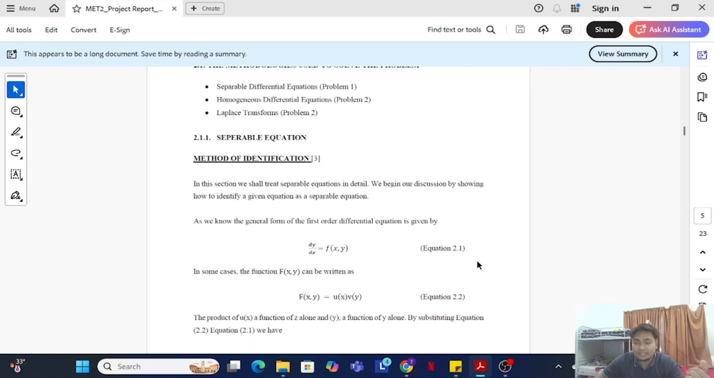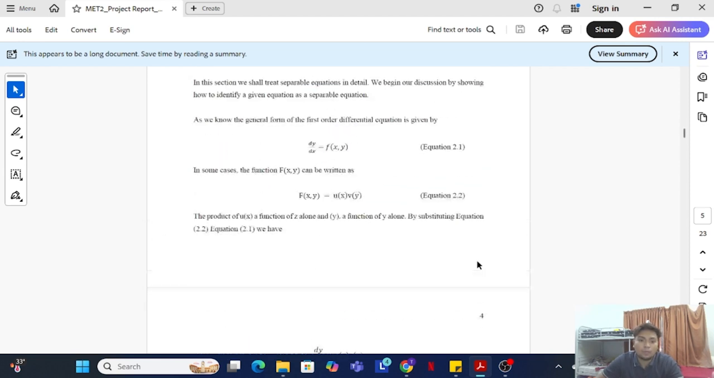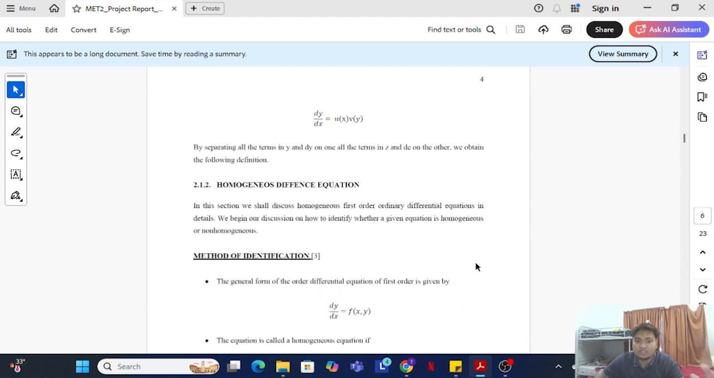For problem number 2, what we use is a homogeneous differential equation. For problem number 2, which involves a damped spring mass system, we use the homogeneous differential equation. Why do we use the homogeneous? Because in this system there is no external force acting on the mass.